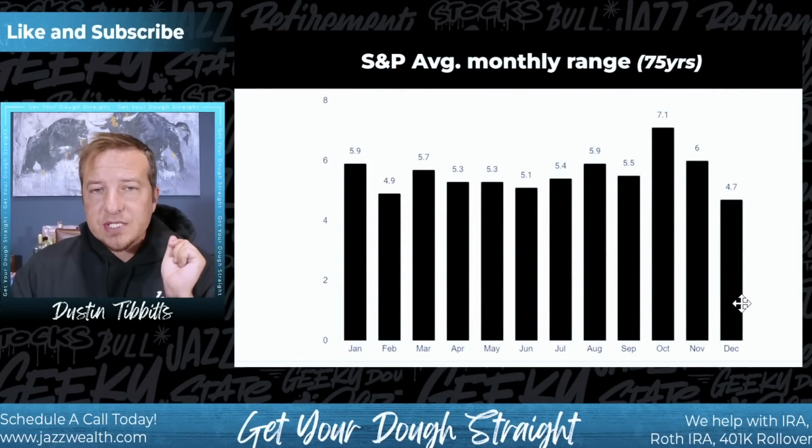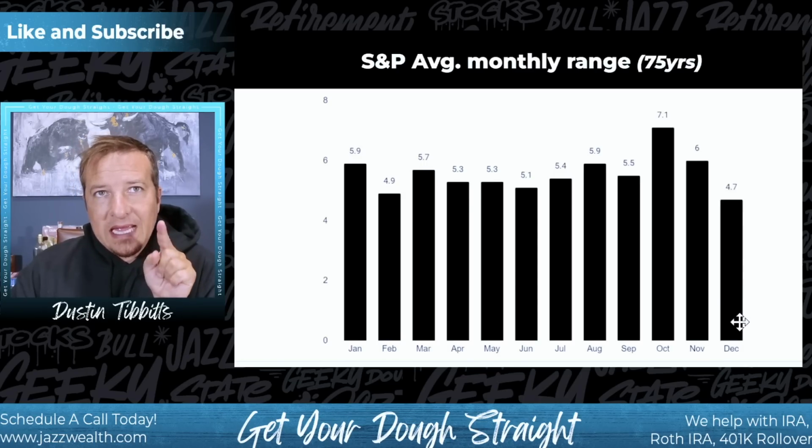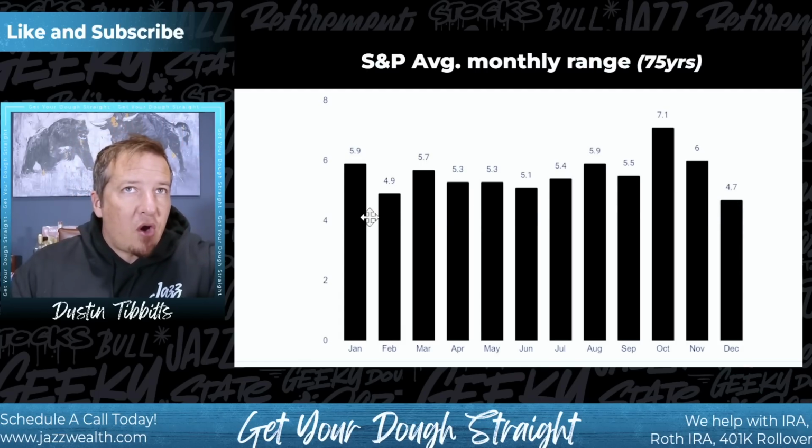The average range, I just shared this the other day, the average range of the S&P for the last 75 years in the month of December is only 4.7%. It is the lowest of all months, meaning the average range throughout the month is plus or minus. We go up, up, up, up, up, up. We go down, down, down, down, down, down. We compare the low to the high. We have about an average of 4.7%. It's not a very volatile month, right? Pretty cool to be able to see that stuff.